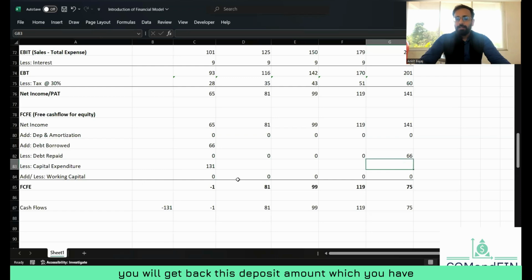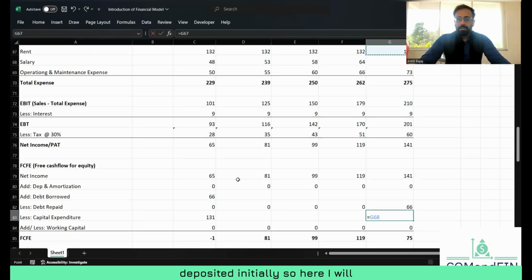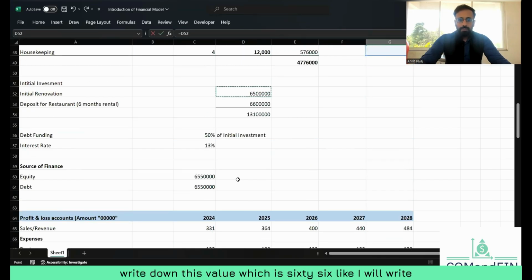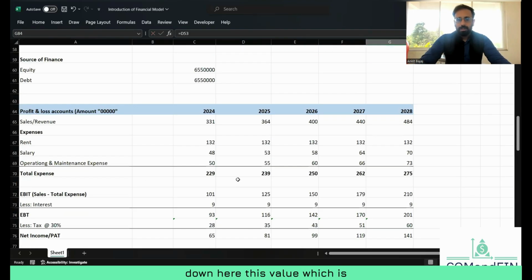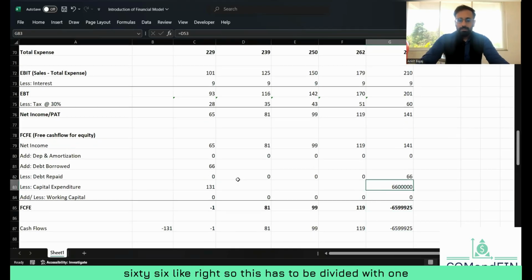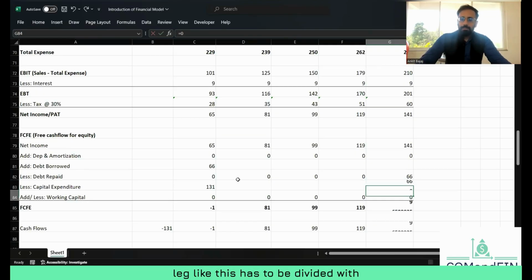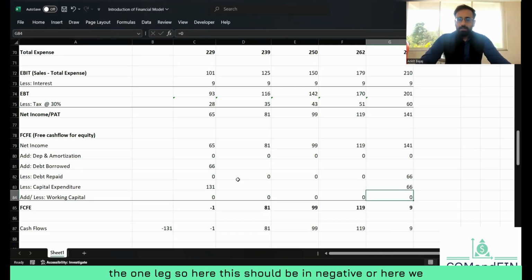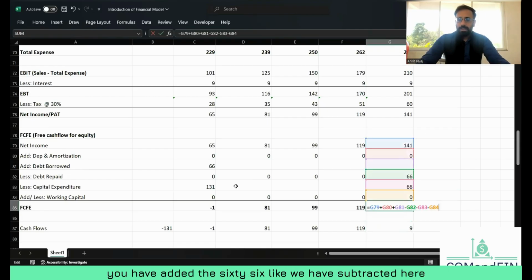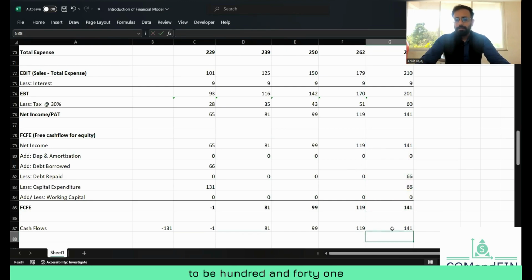And at the end you will get back this deposit amount which you deposited initially. So here I will write down this value, which is 66 lakh, and this has to be divided by 1 lakh. We have subtracted this 66 lakh earlier, and we will get back this amount, so here I will add it back because there will be a positive flow. So this is going to be 141.